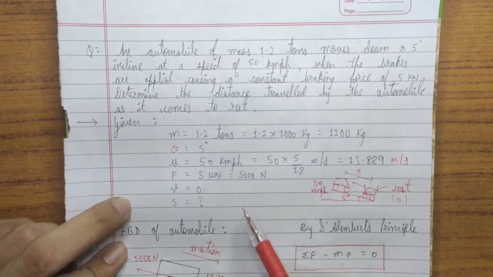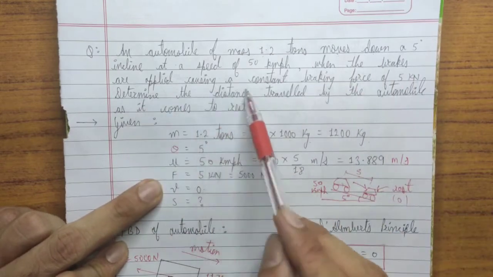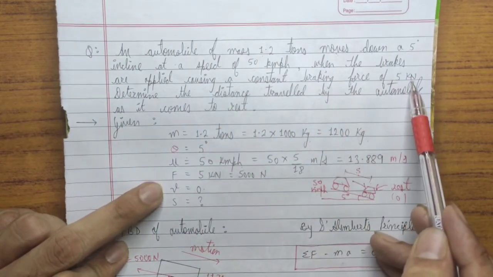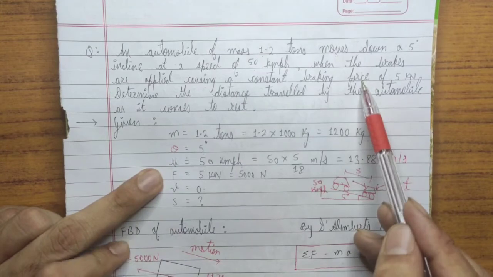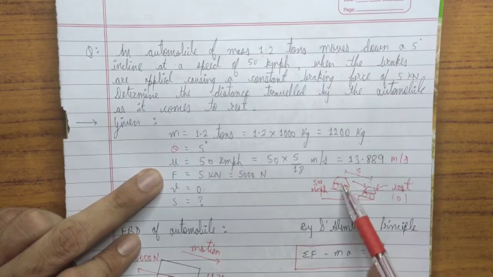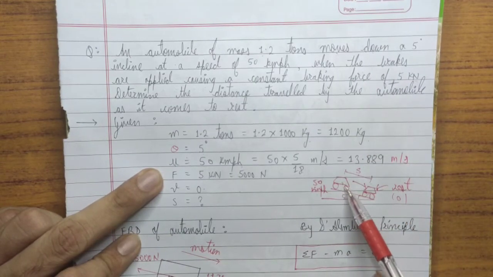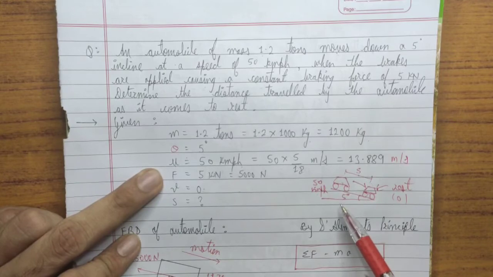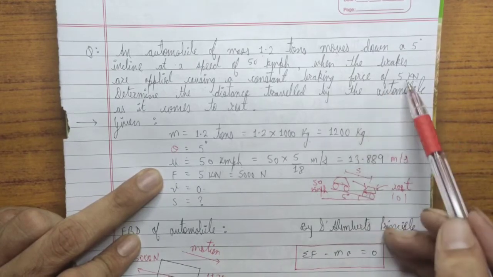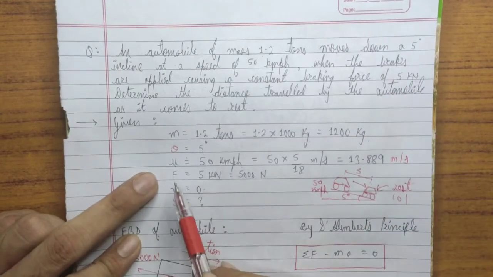Now when the brakes are applied, causing a constant braking force of 5 kN, what is this 5 kN braking force? Since this vehicle is applying a braking force, because of this braking force there will be frictional force occurring between this surface and the surface of the vehicle. So this braking force 5 kN is nothing but the frictional force.